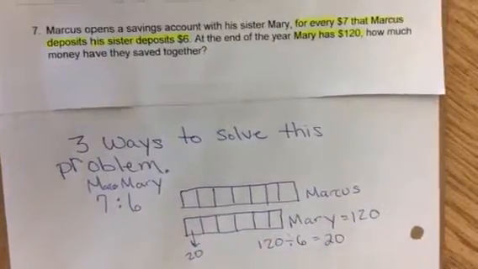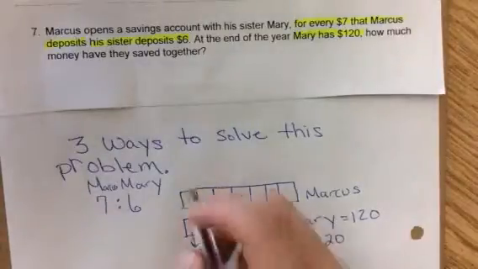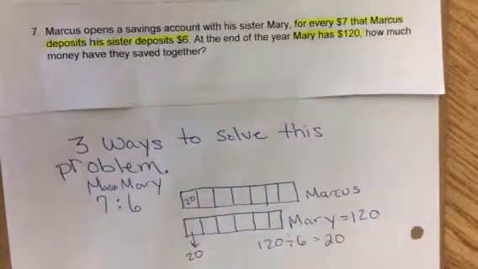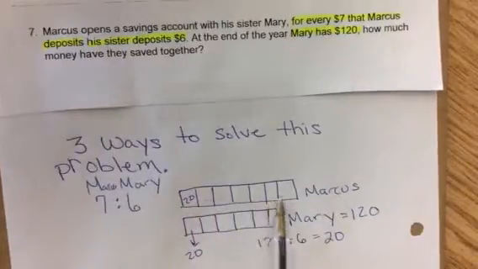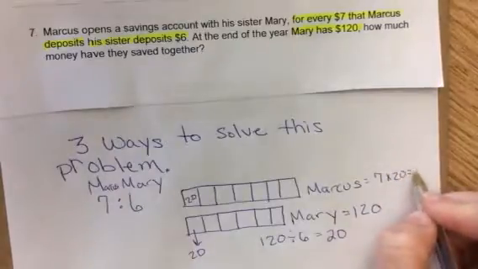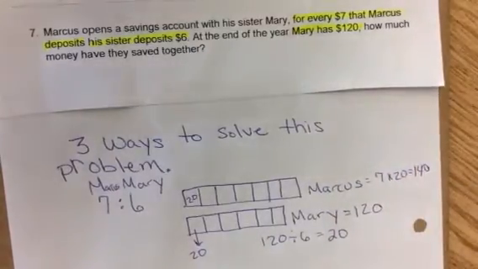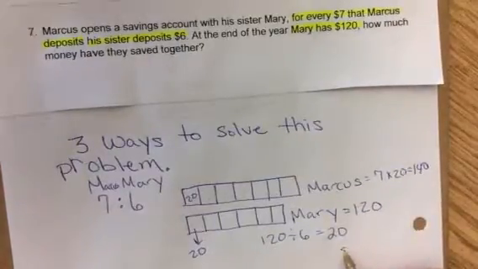Now they need to remember the question. How much money have they saved together? So 20 is also the value of each part for Marcus. So we have 1, 2, 3, 4, 5, 6, 7 parts. Marcus is 7 times 20, $140. So together, 140 plus 120, we know they have $260 together.